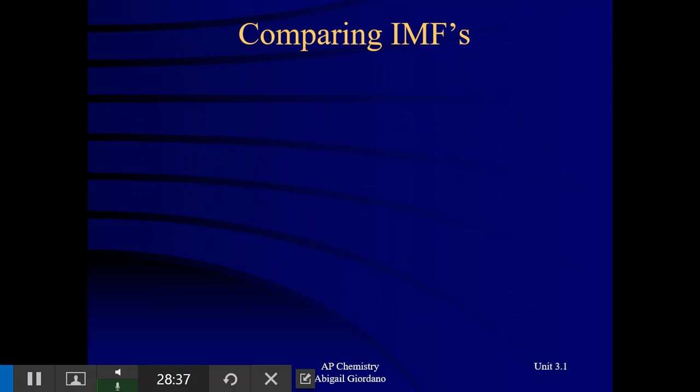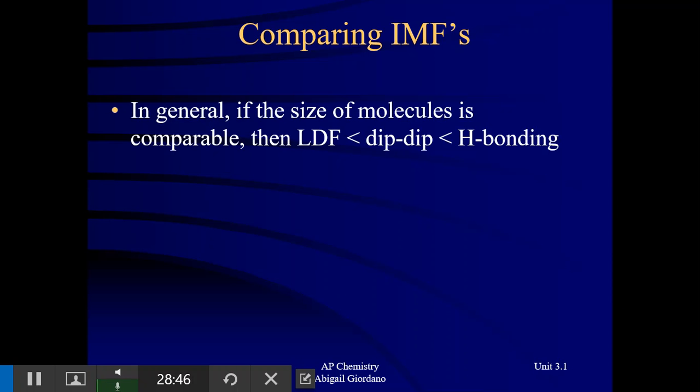So let me bring this all together now, and then we're going to look at an example and then we'll call it a day. In general, if you are being asked to compare molecules that are of similar size, similar molar mass, then in general, it's London. If it only has LDFs, that's going to be more weakly held together than something that experiences dipole-dipole attraction, which is going to be weaker than something that may also experience hydrogen bonding.